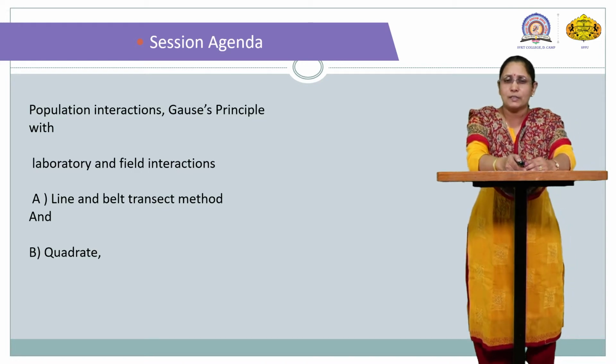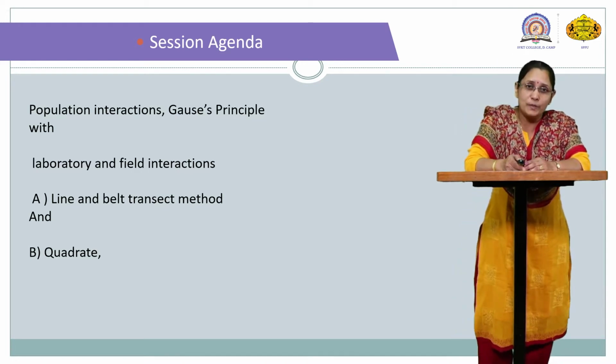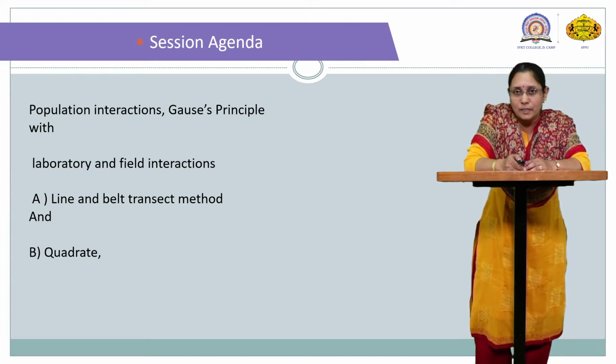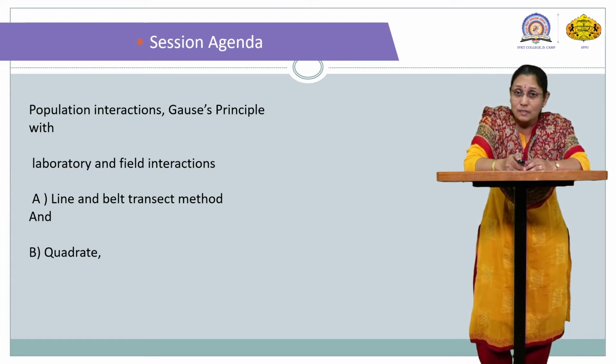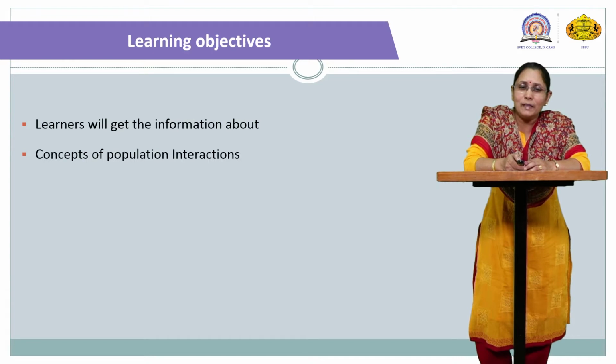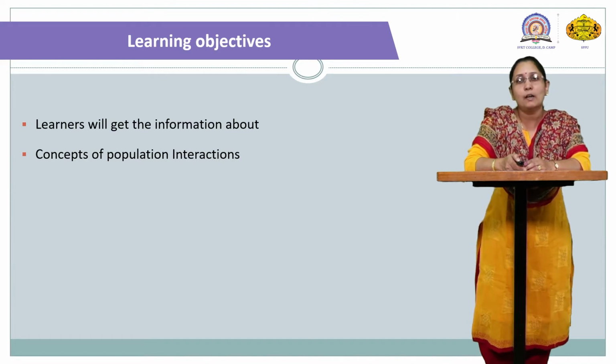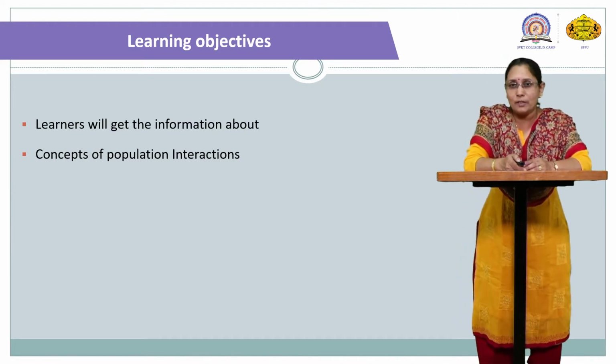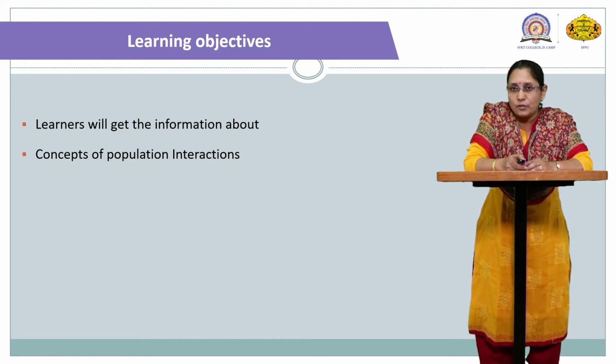The first method is the line and belt transect method of studying population interactions, and another method is the quadrat method. With the help of these different methods, we can easily study or analyze population interaction. So for the study of population interaction we are going to learn these methods: the line transect method, the belt transect method, and the quadrat method.